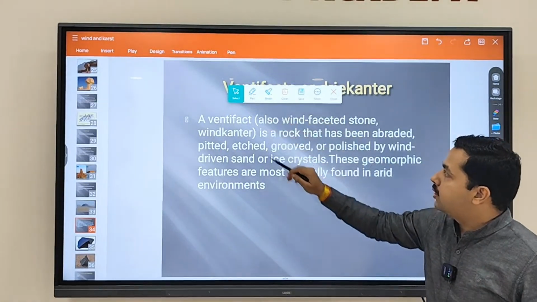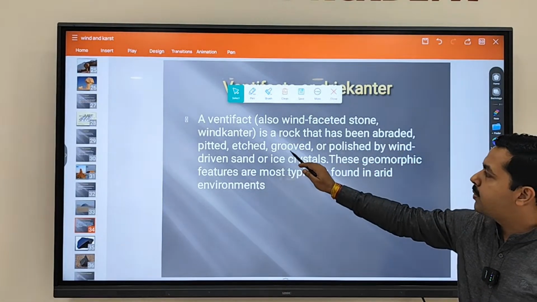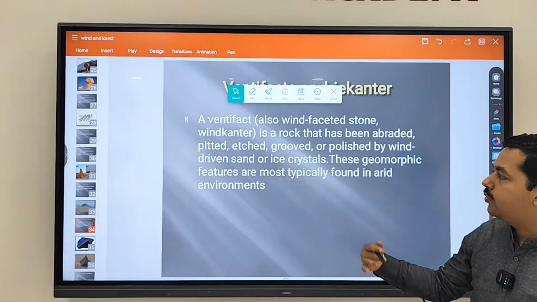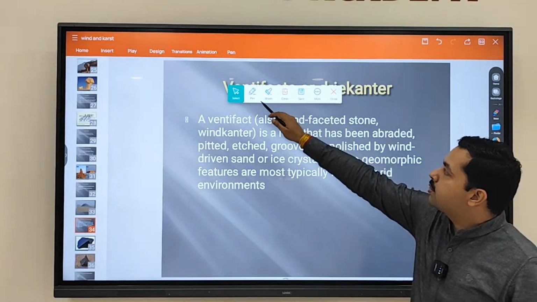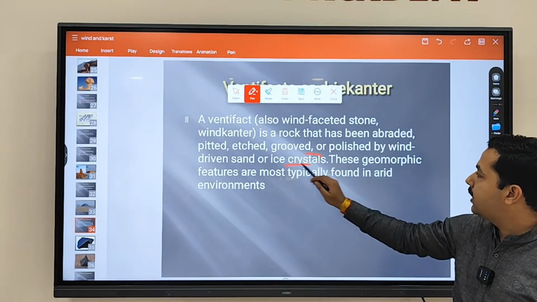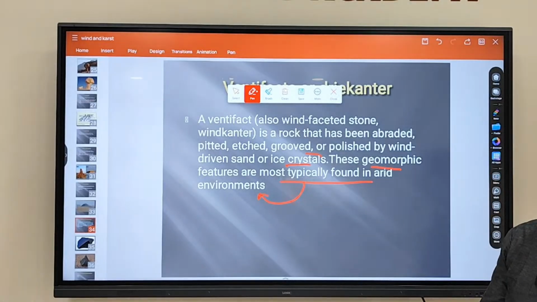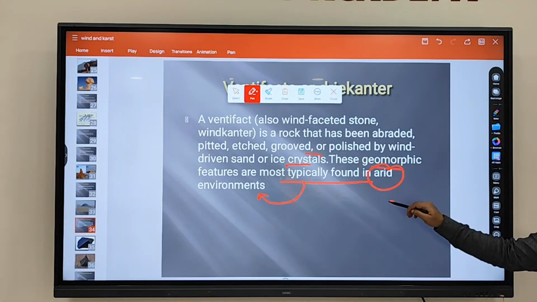So any rock that is eroded by the wind, polished by the wind, etched or grooved by the wind, then what is it called? Then it is going to be called a ventifact or dreikanter. These geomorphic features are most typically found in arid environments, meaning desert environments.